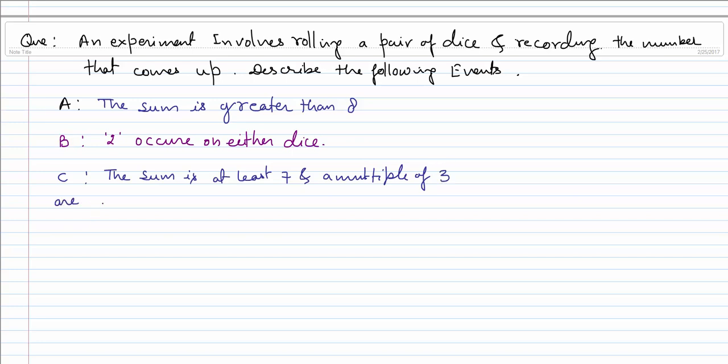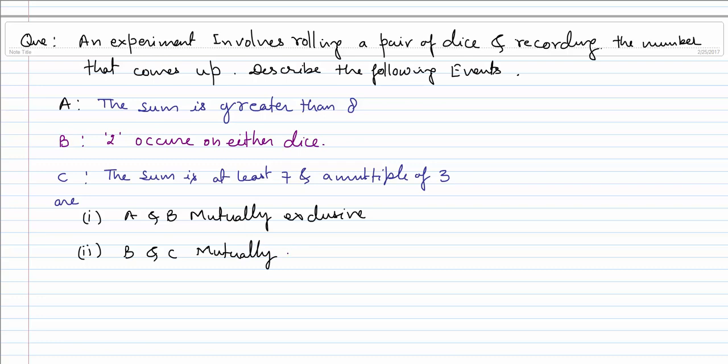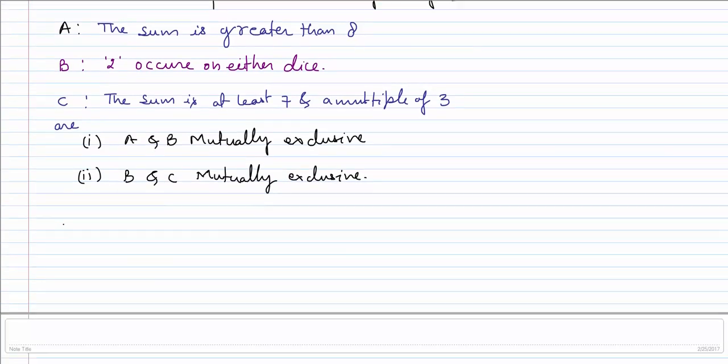Our first question: are A and B mutually exclusive? Second question: are B and C mutually exclusive? We have the third question: are A and C mutually exclusive?